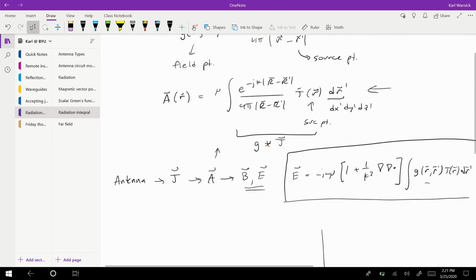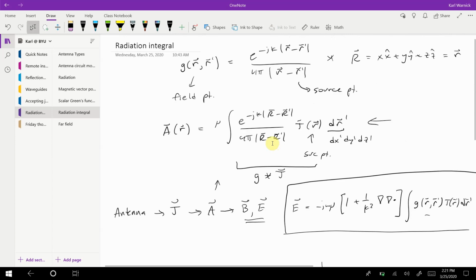That is our radiation integral for the electric field. And that's going to be our primary tool for working with antennas. So we take the current source, we work a convolution integral, that gives us A, then we apply some derivatives, that converts A to E, and then we have the electric field. And all the practical things we do with antennas stem from the electric field.